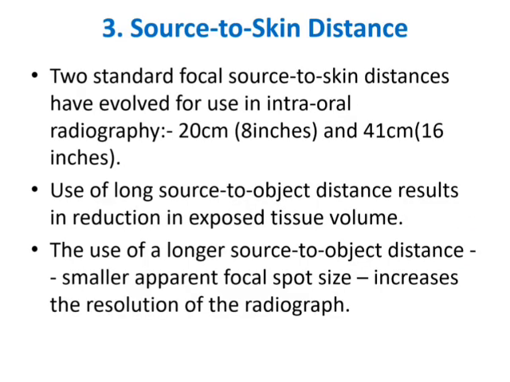Source to skin distance. So we know that there are two types of cone available: the long cone and the short cone. The long cone accounts for 16 inches, that is 41 centimeter, and the short cone accounts for 8 inches, that is 20 centimeter. So using the long source to object distance results in reduction in the exposed tissue volume. Use of longer source to object distance and smaller apparent focal spot size increases the resolution of the radiograph.